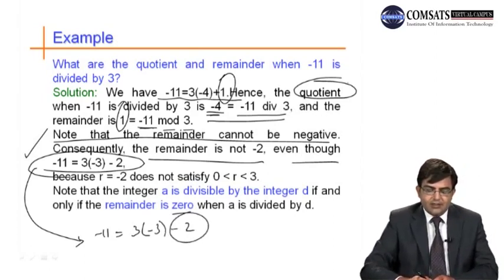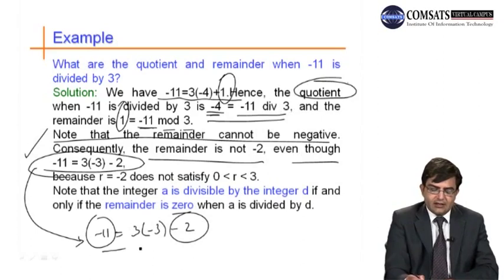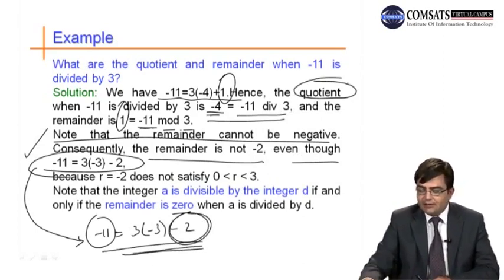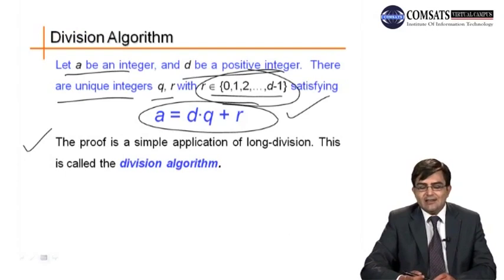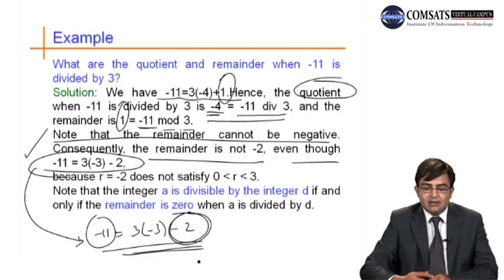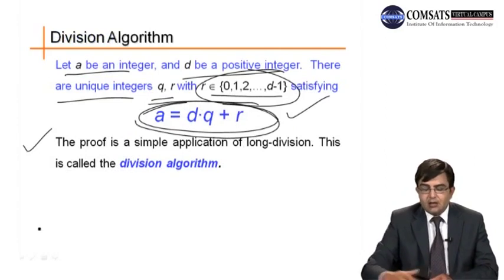So by the definition of the division algorithm, we cannot write minus 11 in this form because the remainder is coming out negative, but in the definition the remainder must be greater than or equal to 0 and less than the divisor. So be careful about it when you write this expression, this form in division.